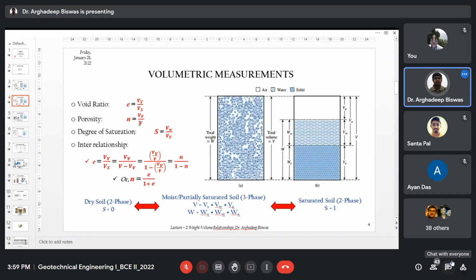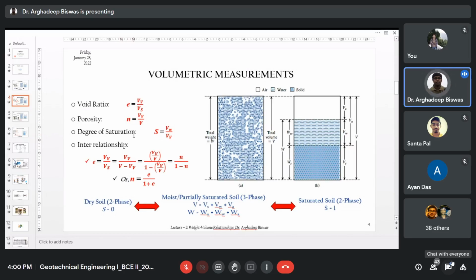This is total volume. This is the volume of air void and water void. Two are different things. One is you are taking the total volume, that corresponds to porosity. Another one, you are taking only the solid volume, that corresponds to void ratio. The numerator is the same. Right?